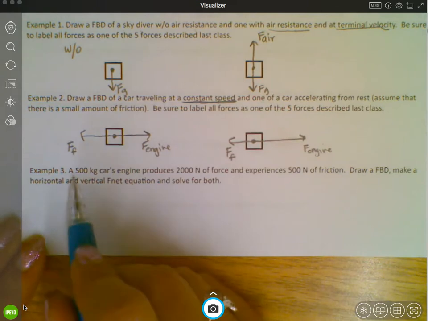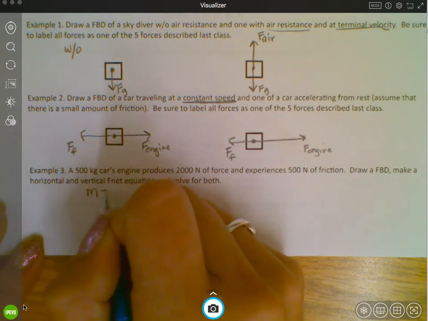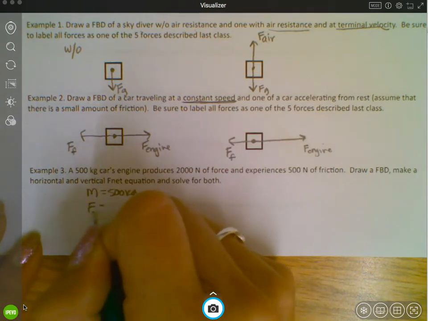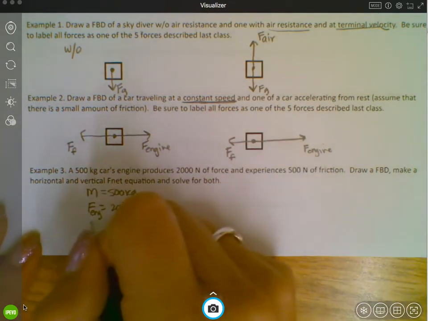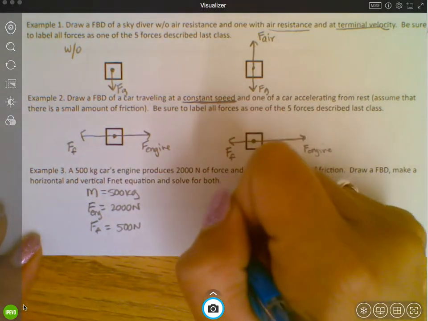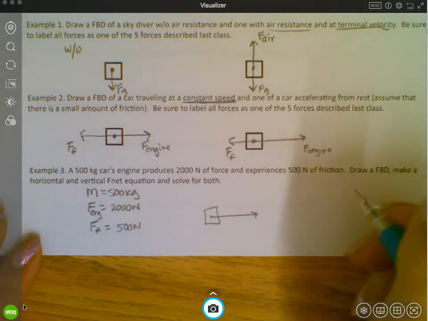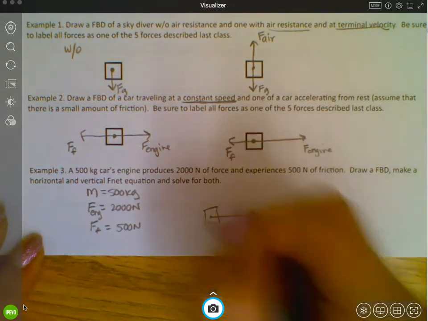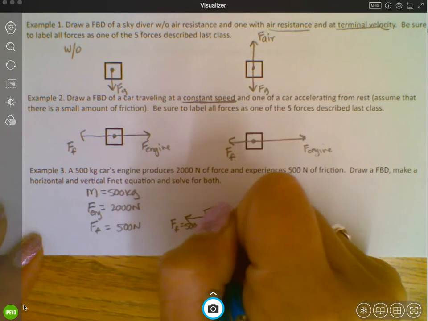All right, number 3. A 500 kilogram car's engine produces 2,000 newtons of force. So mass equals 500 kilograms, force of the engine equals 2,000, and it experiences a force of friction of 500. Draw a free body diagram. So, there's the car. We have the engine force. Since it didn't specify, you can pick what direction it's going. I'm going to say it's going to the right. So engine force that way, friction force this way, and I'm going to actually put the numbers.